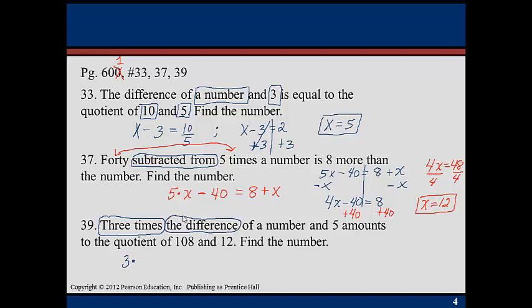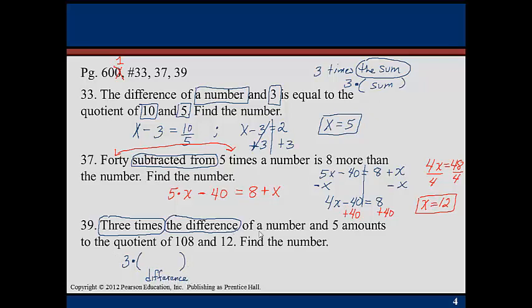Because it says the difference, and we know we're going to be subtracting two things, you need to make sure you're using parentheses. If it would have said 3 times the sum, again, I know I'm going to be doing 3 multiplying something. This time it's the sum. I know I'm going to be adding two things together, so again, you would need to use parentheses. The sum would go inside your parentheses. For problem number 39, inside the parentheses is going to be the difference.